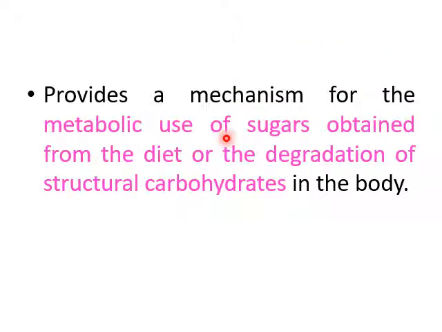This unique metabolic pathway can process sugars biochemically that we get from dietary sources or from the catabolism of structural carbohydrates. So any kind of sugar, most specifically if it is glucose 6-phosphate, can be well processed by this pathway.